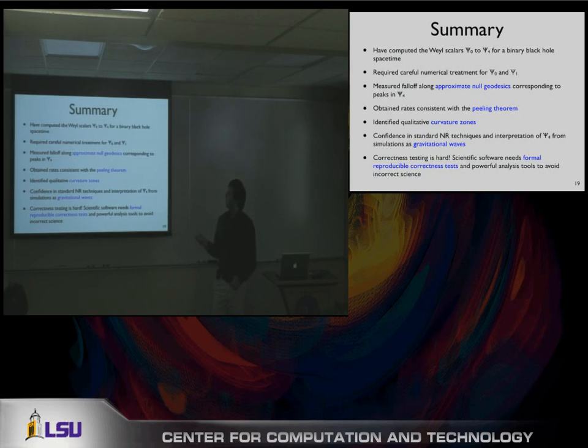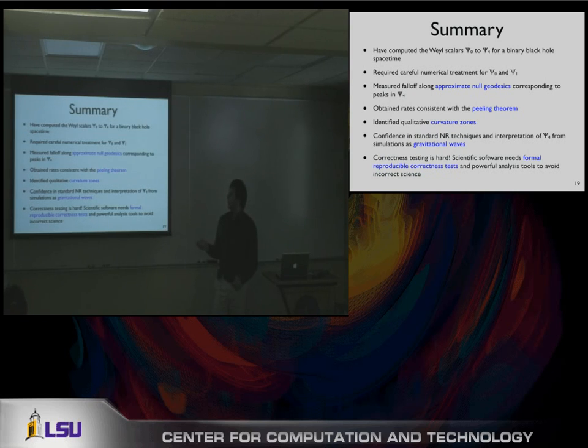We defined a concept of approximate null geodesics, which corresponded to the way that peaks in the radiation propagated outwards in the grid. And we measured the fall-off of these scalars along those approximate null geodesics. We obtained rates consistent with the peeling theorem, which was reassuring.